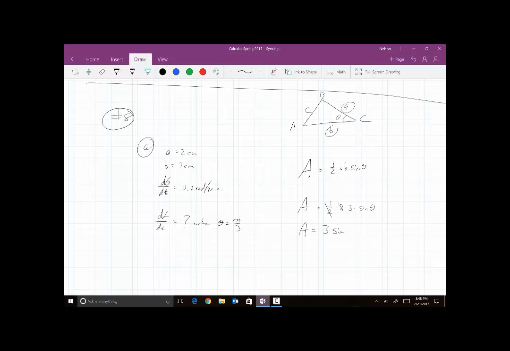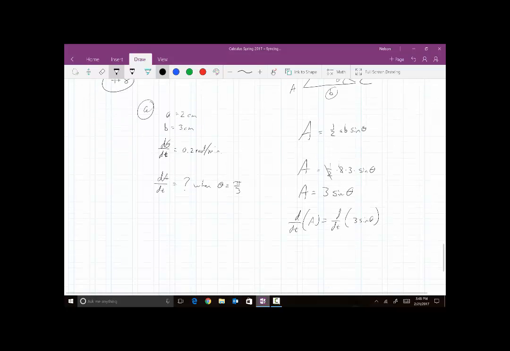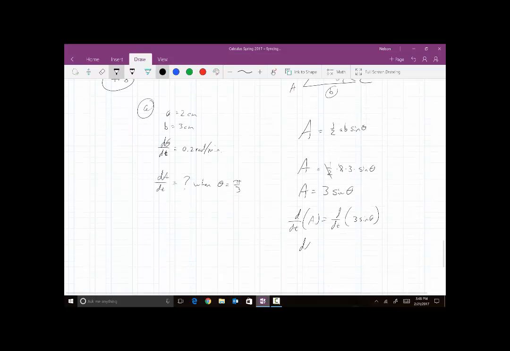Okay, cool. So now what is the derivative with respect to t of this whole thing? I'll take the derivative with respect to t of both sides. You're going to get dA/dt equal to 3 times, because that's a constant multiple, the derivative of the sine of theta, which is the cosine of theta times d theta/dt. Don't forget the d theta/dt part.